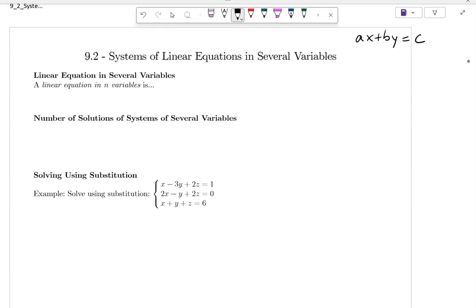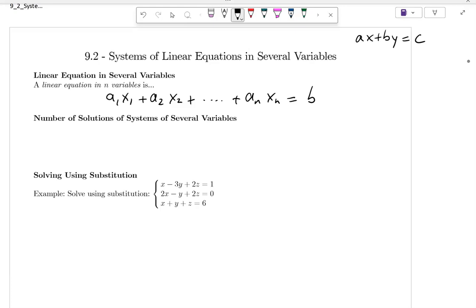To extend that to n variables, we do the same thing. We would have some constant times a variable plus some other constant times a second variable plus keep going all the way out to n variables equals some number. Okay? That's what we mean by a linear equation in n variables.